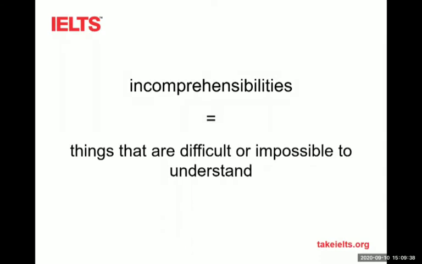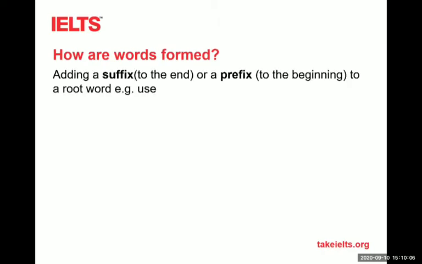Okay, so that's our starting point. So based on what we just looked at, how do you think words are formed? What did we just do with the word incomprehensibilities? How do you think words are formed? How do we form a word? Very good. Yes, Jyoti. Good. Very good. Yes. So words are formed by adding a suffix, something to the end, or a prefix, something to the beginning, to a root word.